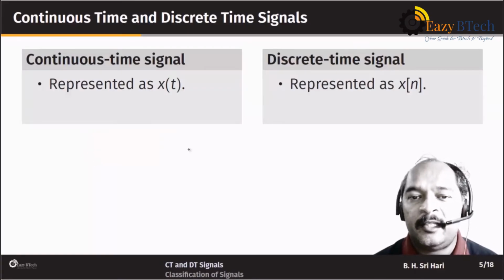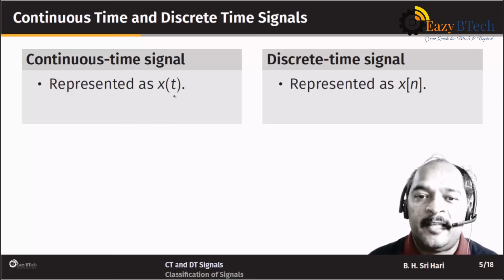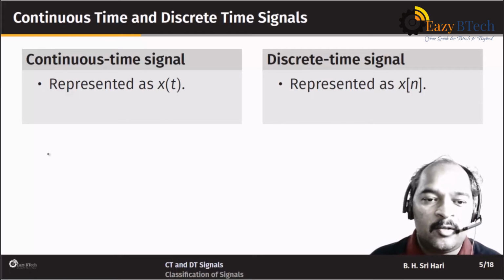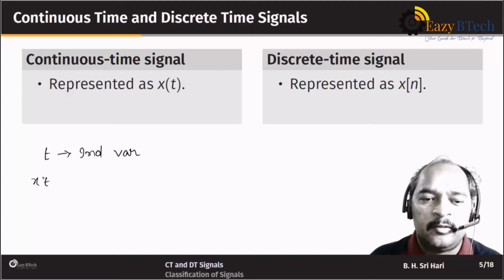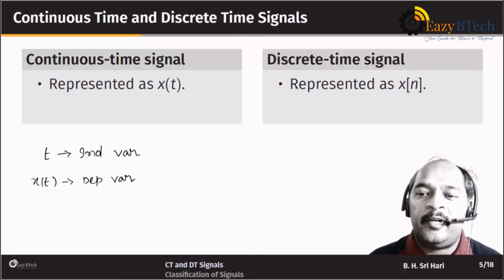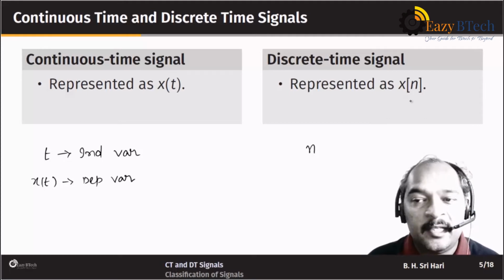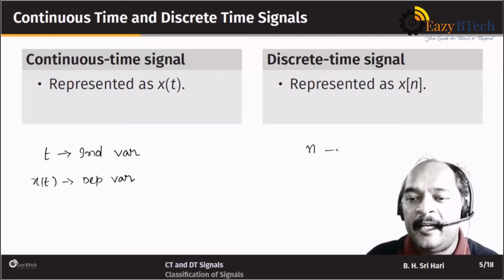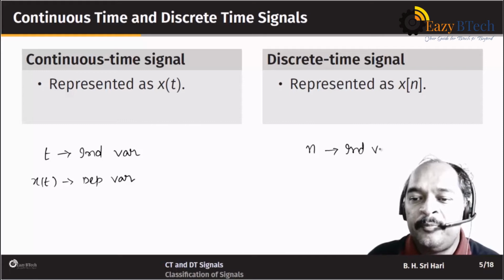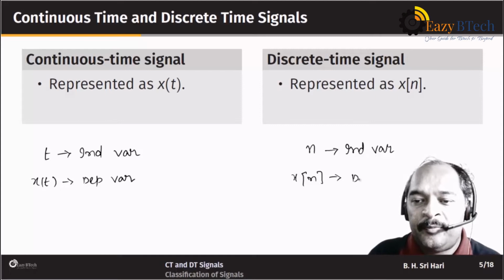A continuous time signal is usually represented as x of t. Here t is called the independent variable, and x of t is called the dependent variable. Similarly, a discrete time signal is represented as x of n, where n is the independent variable and x of n is the dependent variable.